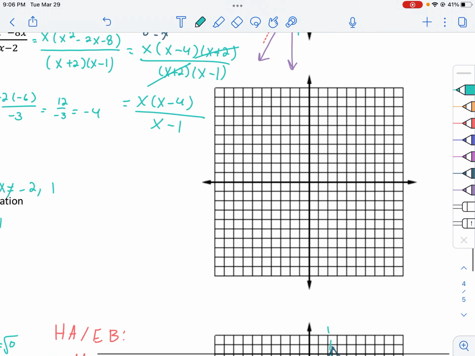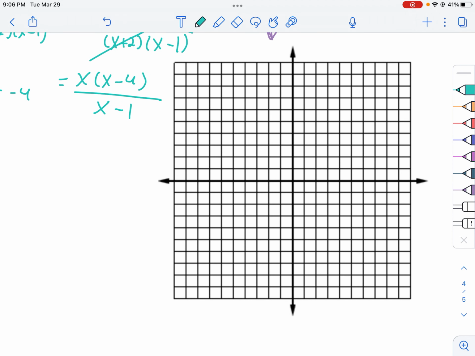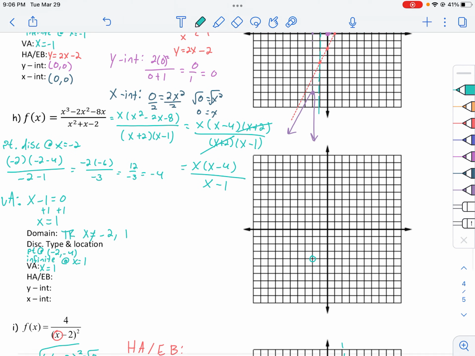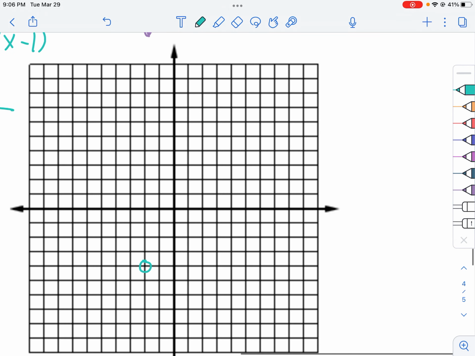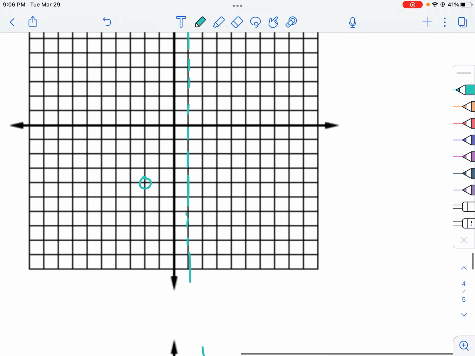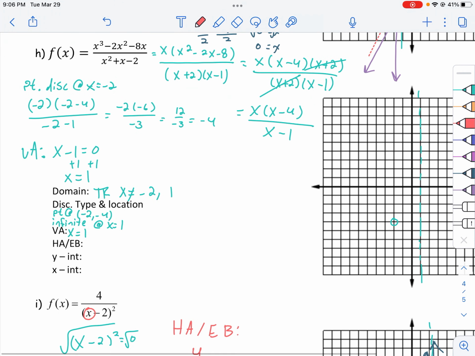Let's draw all that stuff in. Just found a lot of information. So at (-2, -4), there's a hole. At +1, for the x value, we have a vertical asymptote. Perfect. On to the horizontal asymptote / end behavior.